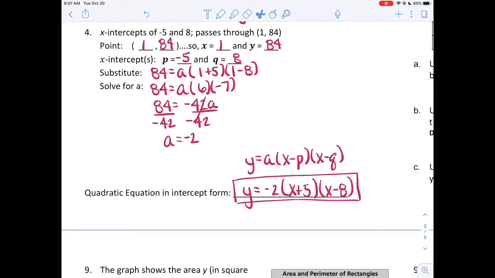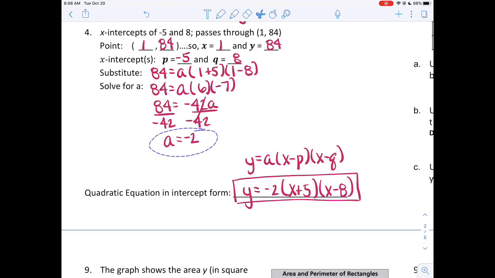All right, so you should have identified your random point as (1, 84), and the p value and q value as -5 and 8. Plugging into our equation with y of 84, x of 1 in two places. p is -5, but the equation has a negative in it, so that becomes a +5, and q was an 8 with the negative from the equation. Simplifying, we get 84 is equal to a times 6 times -7.